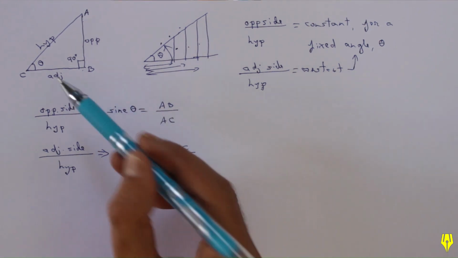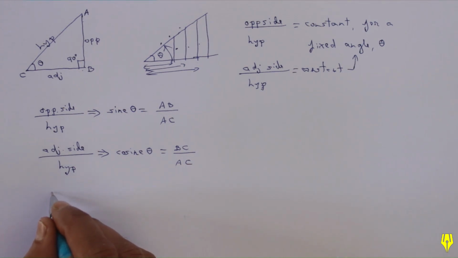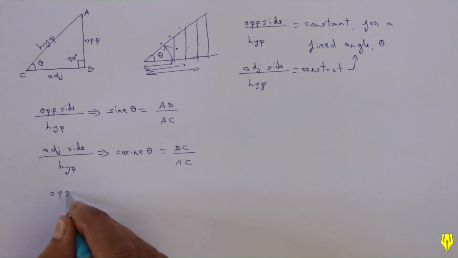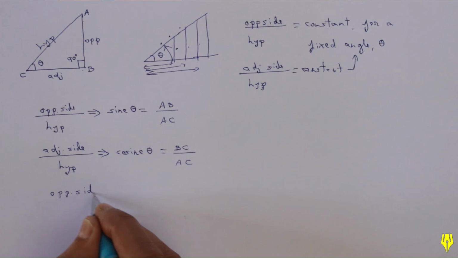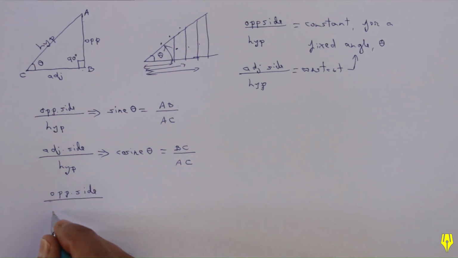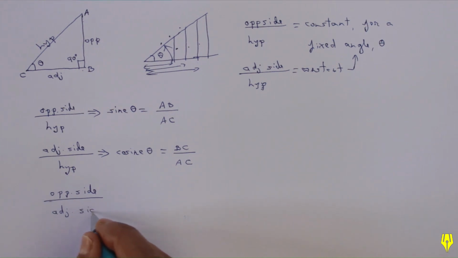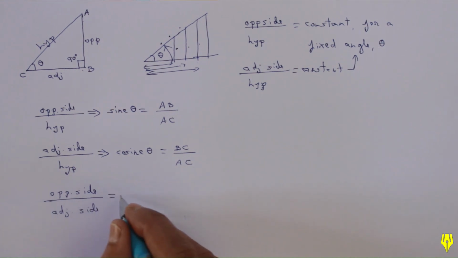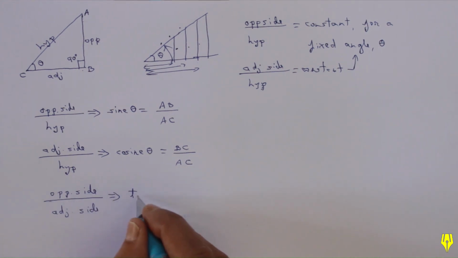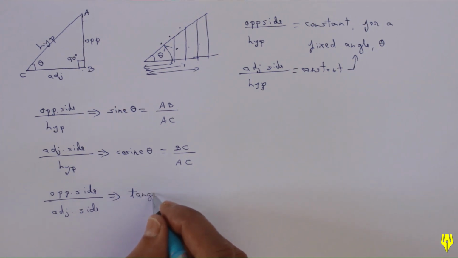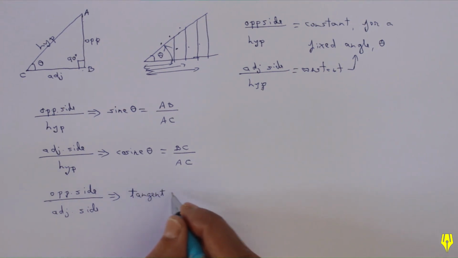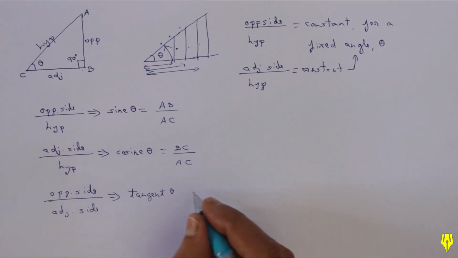Let us take the ratio of the opposite side by the adjacent side, that is AB by BC. This we name as tangent theta, or in short form as tan theta. Tan theta is the ratio of the opposite side to the adjacent side, AB by BC.